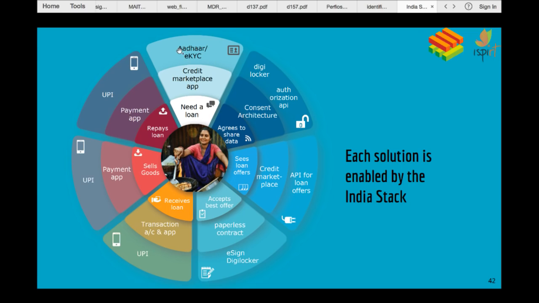So with Aadhaar eKYC, she can identify herself and open her loan account. With the DigiLocker and with authorization from the consent layer, she can share data about herself. The thing that is specific to loans is a domain-specific API that can be built for a loan marketplace. She can execute the loan agreements through eSign and the DigiLocker, and then with UPI, she can get her transactions done. And this solution is completely enabled today.